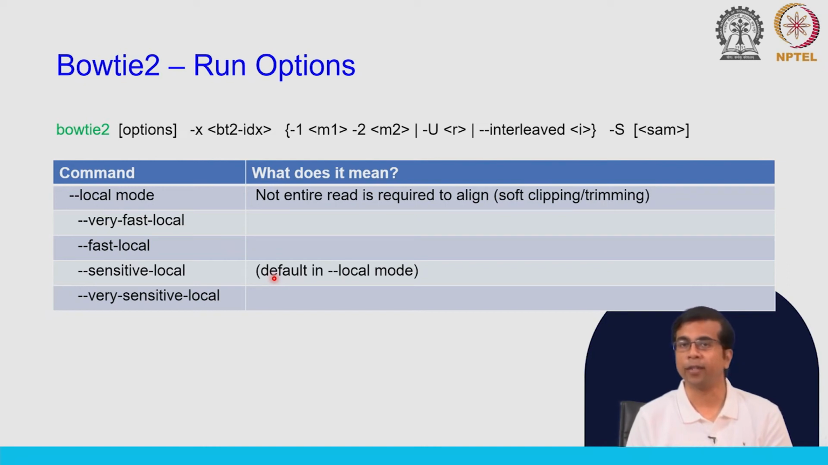Again, as in end-to-end mode, we have different options. You can say very fast local, sensitive local, and very sensitive local. Again, there is this speed and accuracy trade-off. Very fast will be, as the name suggests, quick, but it will sacrifice some accuracy, whereas very sensitive local is at the other end of the spectrum. It is very slow compared with the very fast option. It is the slowest option of all, but it will give you the most accurate results. Again, the default is minus sensitive local, which works very well for most of our applications.